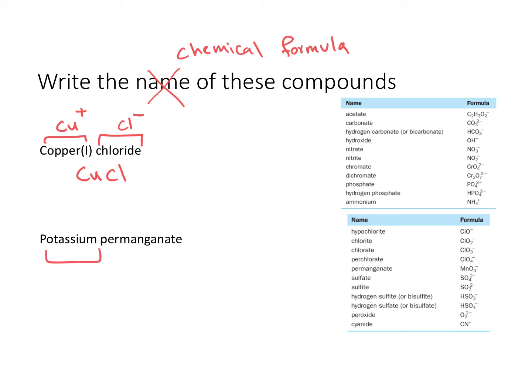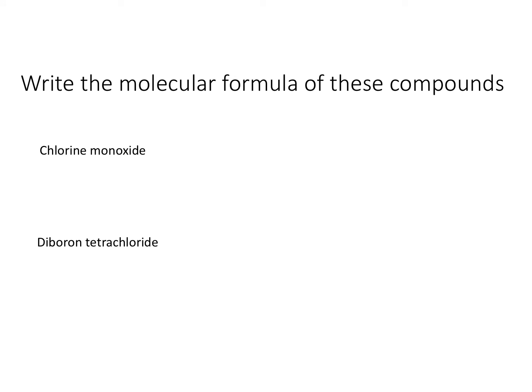What about potassium permanganate? What is permanganate? MnO4 minus, and potassium is K plus, right? So it would be KMnO4. Are we comfortable writing this? Any questions? I think okay. Okay, what about molecular compounds?